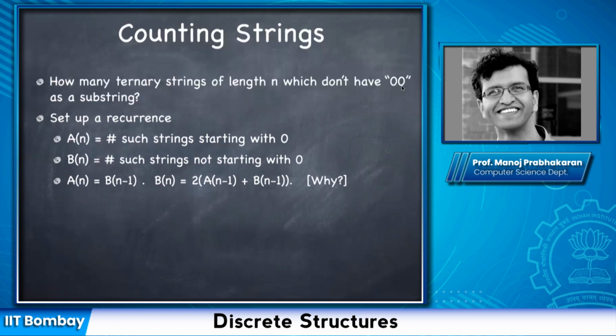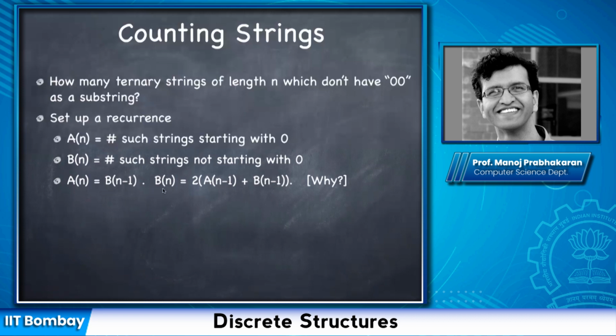So the first digit is not 0. It's a string of length n minus 1, the first digit is not 0, and it doesn't have a 0,0 anywhere in there. Any such string, if you append a 0 to it in the first position, will count towards a_n. So a_n is exactly equal to b_{n-1}. There's a one-to-one correspondence between strings counted in b_{n-1} and strings counted in a_n, simply by attaching a 0 to the first position. Alright, so a_n is b_{n-1}.